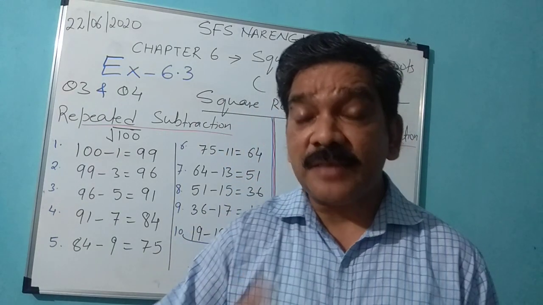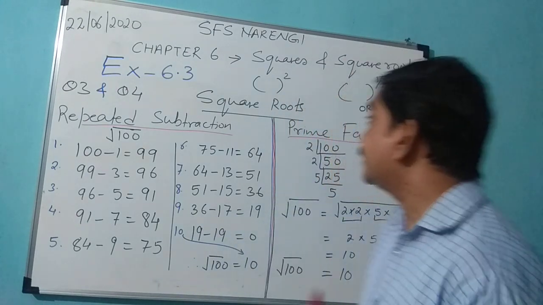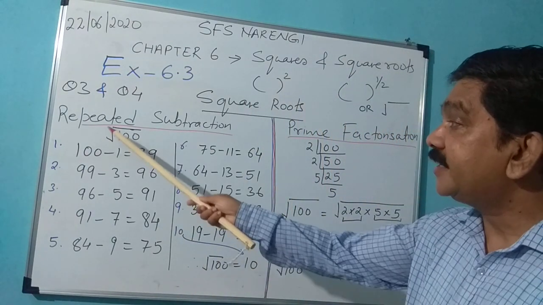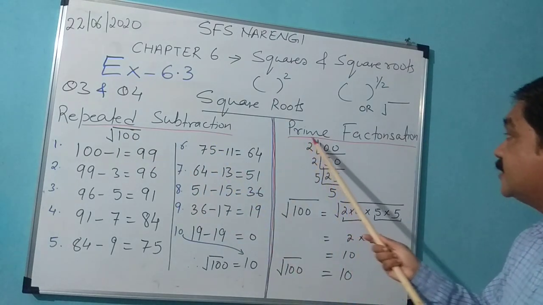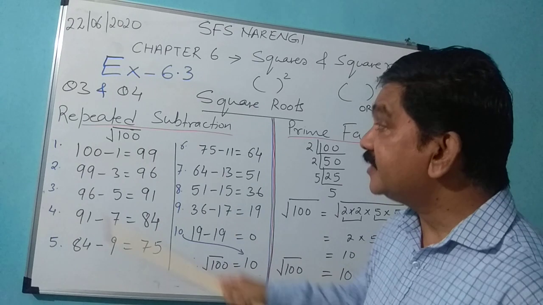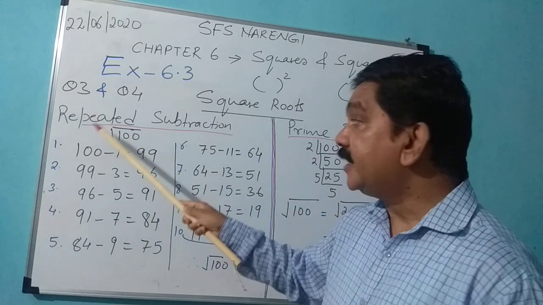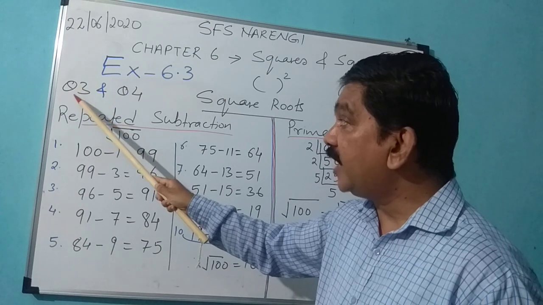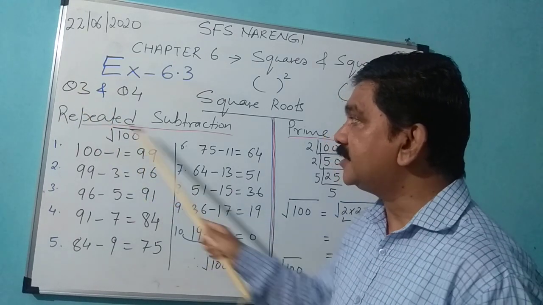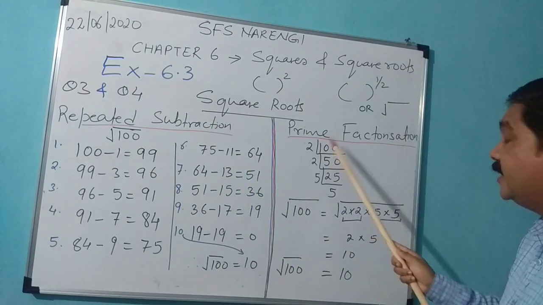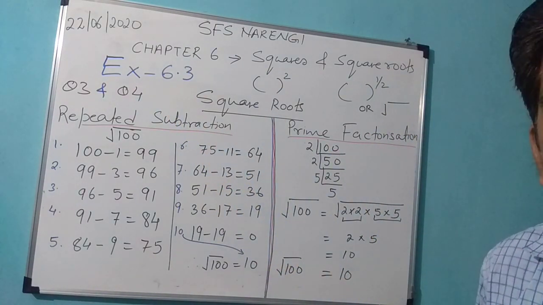Now today we'll be dealing with the square roots. Now there are two methods. One is repeated subtraction, the other is prime factorization. Let me start with this. Repeated subtraction is in question number 3, which means we have to solve question number 3 by this method. And question number 4 we have to solve by the prime factorization method.